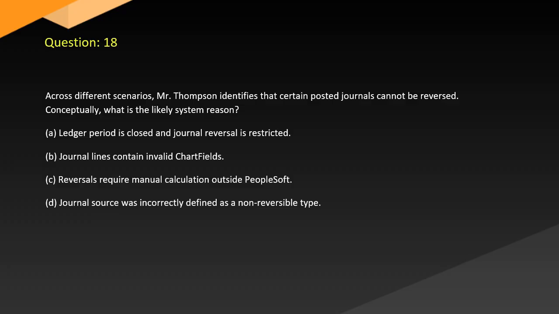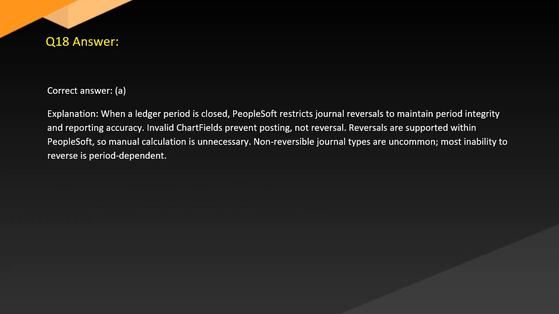A. Ledger period is closed and journal reversal is restricted. B. Journal lines contain invalid chart fields. C. Reversals require manual calculation outside PeopleSoft. D. Journal source was incorrectly defined as a non-reversible type. Answer. Correct answer. A. Explanation. When a ledger period is closed, PeopleSoft restricts journal reversals to maintain period integrity and reporting accuracy.